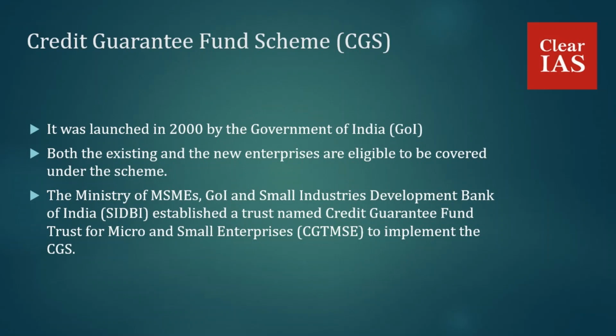Whereas PMEGP can be availed by only new enterprises, the Credit Guarantee Fund Scheme can be availed by existing and new enterprises. And the corpus of this scheme is contributed by the Government of India and SIDBI in the ratio of 4:1 respectively. The Ministry of MSME and the Small Industries Development Bank of India, SIDBI, established a trust named Credit Guarantee Fund Trust for Micro and Small Enterprises, CGTMSE, to implement this credit guarantee scheme.